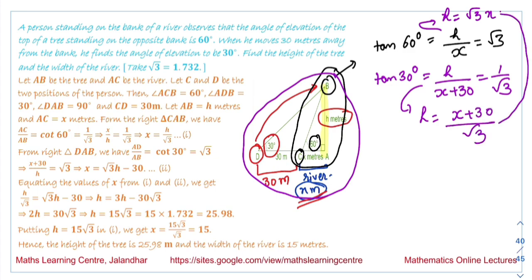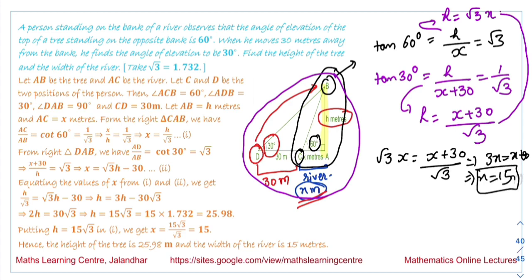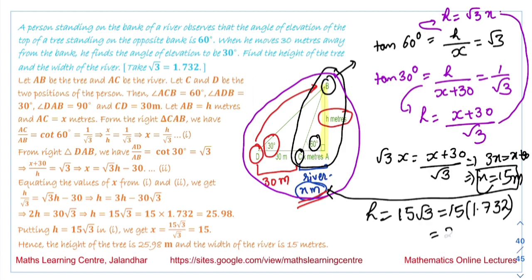Equating both these values, we get root 3x is equal to x plus 30 by square root 3. So this gives us 3x is equal to x plus 30. So the value of x we obtain, that is equal to 15 meter. This is the breadth of this river and the value of h we will obtain, it is 15 root 3, that is equal to 15 into 1.732. That comes out to be 25.98 meter and this is the height of this tree.